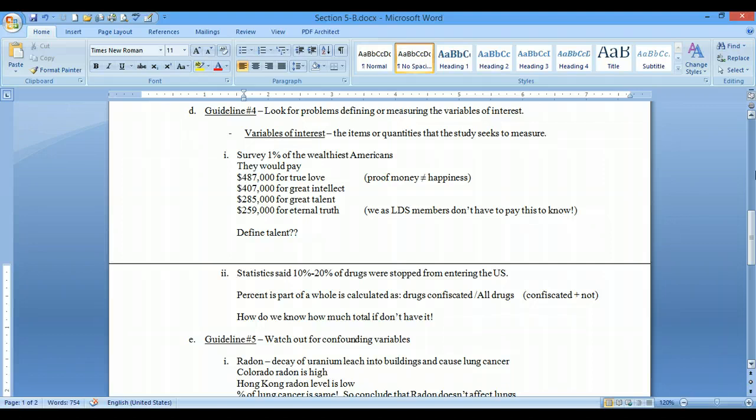So to calculate this percent, it's drugs confiscated divided by all of the drugs entering the US. That's all of the confiscated and the not confiscated. If we don't know all of those that were not confiscated, how can we give it a percent? And if we did know of all of the drugs coming into the US, then why didn't they confiscate all of them? So we don't know the whole total, and so that statistic is not correct. Although I do understand that they can estimate, but still very not accurate.